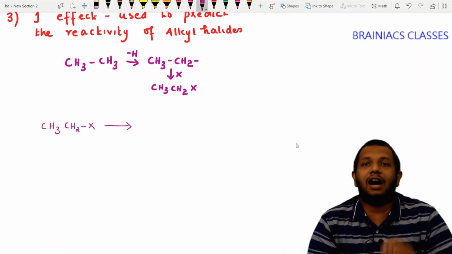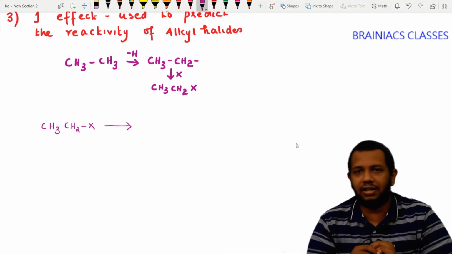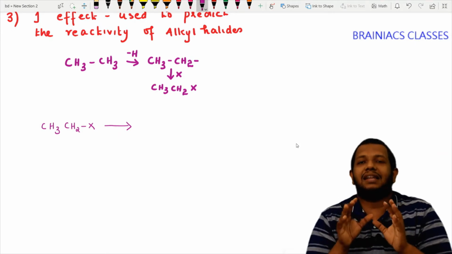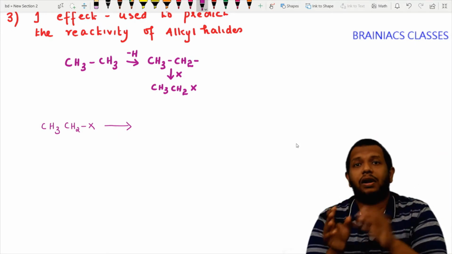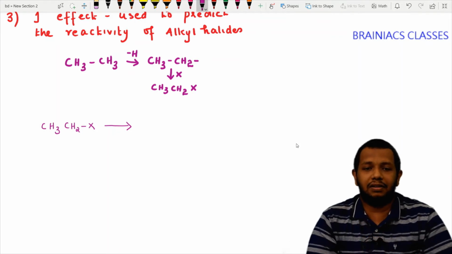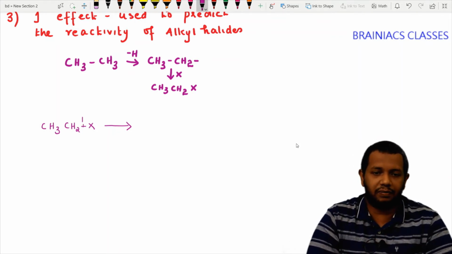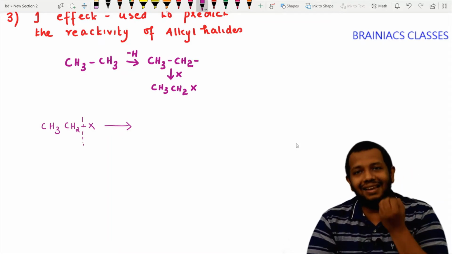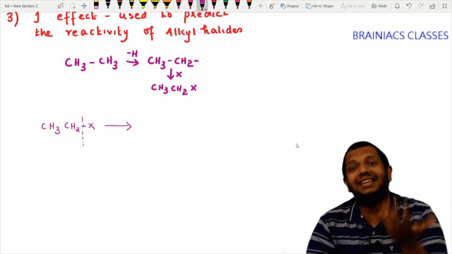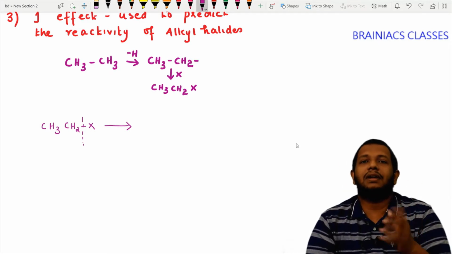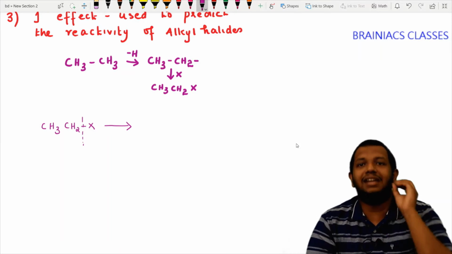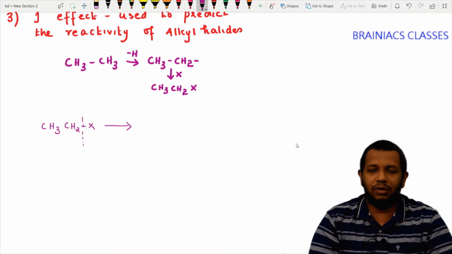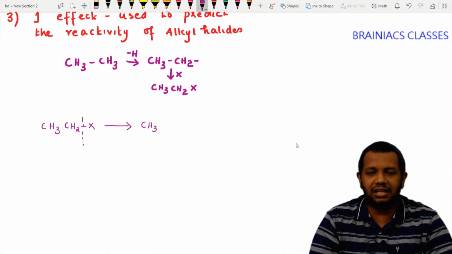But if there is a carbon-halogen bond, a C-X bond, what is the importance? In that case, halogens are more electronegative than carbon. So when this bond is broken during a chemical reaction, the halogen has a tendency to attract the electron because it has higher electronegativity. The carbon will lose the shared electron and acquire a positive charge. So you will get an intermediate like CH3 CH2 plus, and you will have X minus.